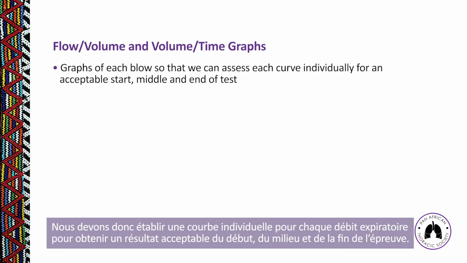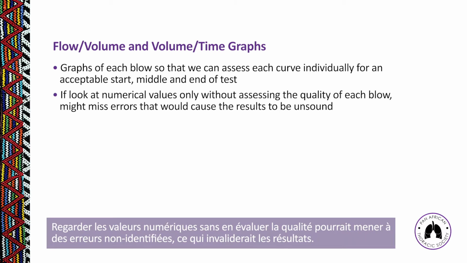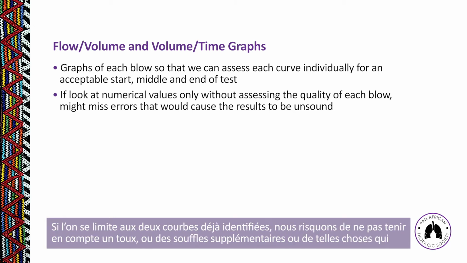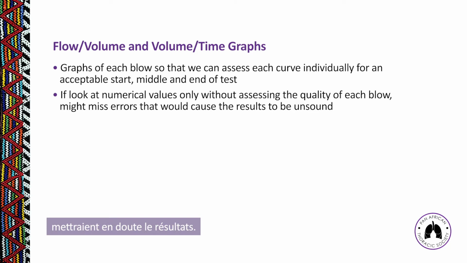So we need to see the graphs on each of the blows so that we can assess each curve individually for an acceptable start, middle, and end of test. If we look at the numerical values in spirometry without assessing the quality of each blow, by looking at the flow volume and volume time graphs, we might miss errors such as cough or extra breaths or any artifact that would cause the results to be unsound.